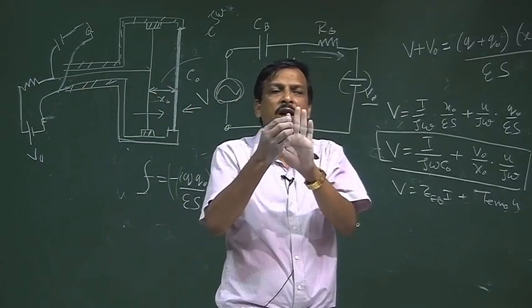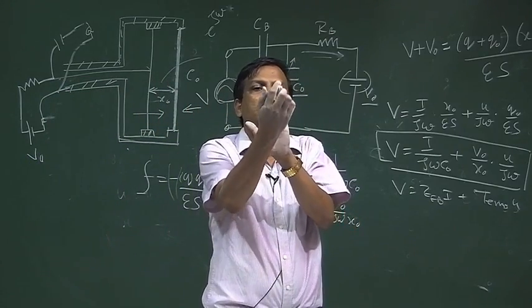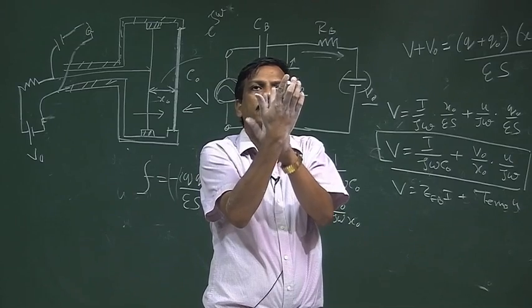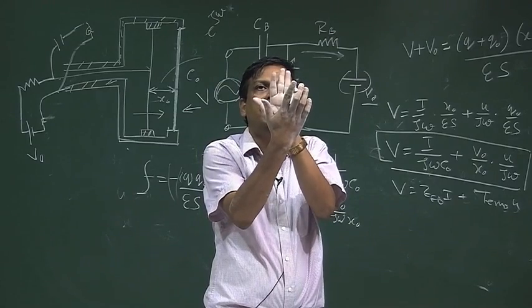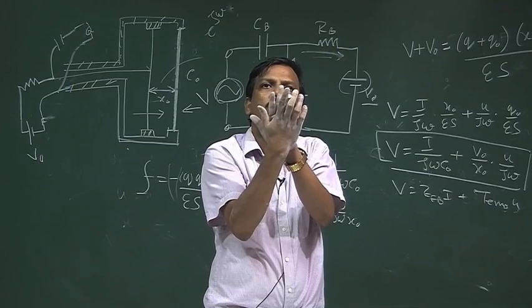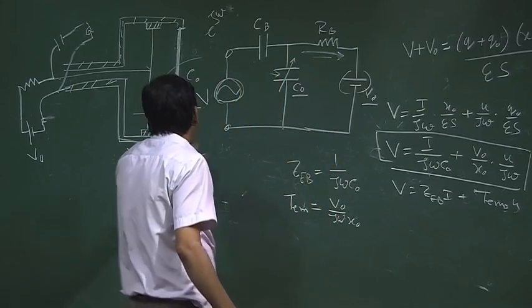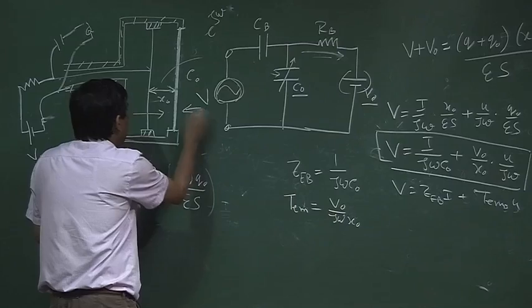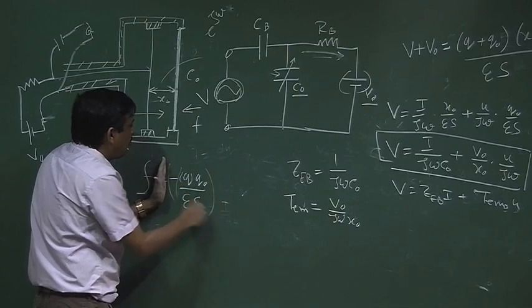So, as per Newton's second law of motion, if I apply a force F, and the electrical opposing force is the same, then it will remain in equilibrium. Let us say I apply a force F in this direction, then the electrical force will be produced in the opposite direction.